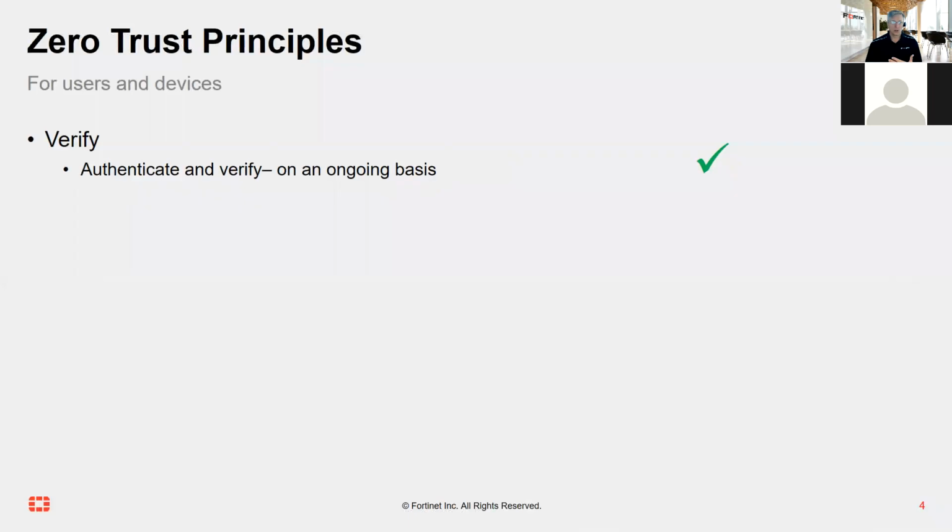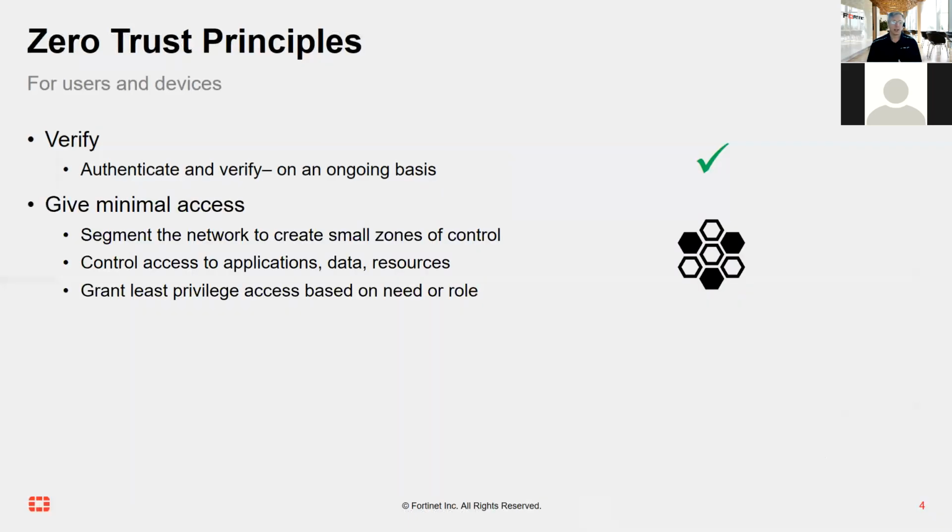The next basic principle of zero trust is the idea of granting minimal access. This is also sometimes associated with segmentation, and it drives around the idea of having zones of control, or small areas where, when you verify someone or something, you grant them access only to that small area, to that small amount of assets. This is sometimes called least privilege access, and it means that the user or device has the access they need to do their job, but no more.